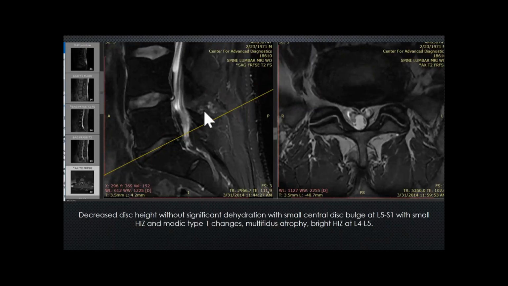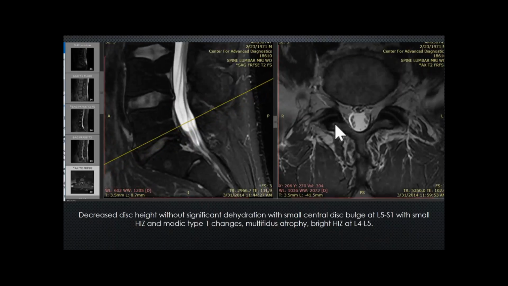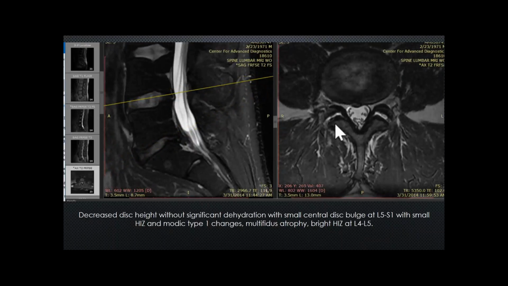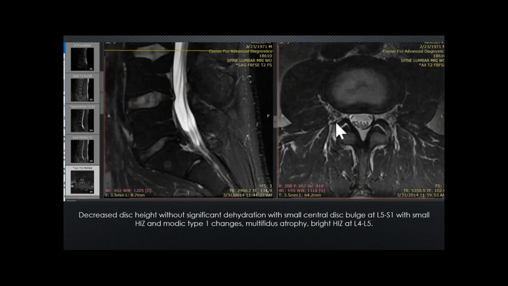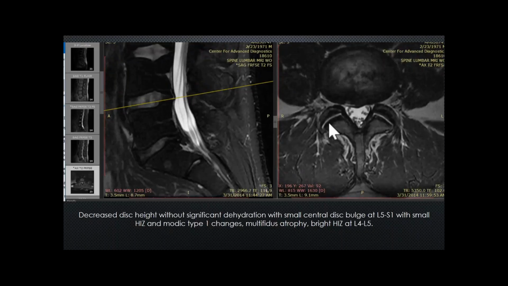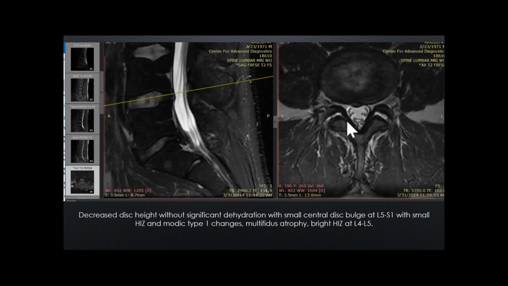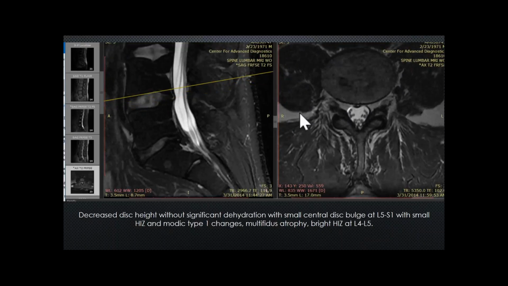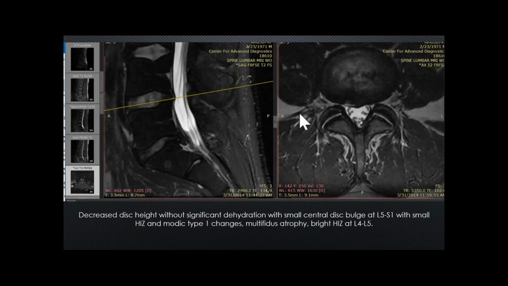Now again, what's interesting here is we go down to the 5-1 facets, we see a little bit of fluid in the facets, but we go up now to his 4-5 facets, and we're seeing quite a bit more fluid in the 4-5 facets. If we check that out against the facets up top at 3-4, again, the 4-5 seem to have more fluid, so that, again, might be something to consider. He has a small focal central disc bulge right here at L4-5, and it's possible that that could impact the descending 5 roots, which are buried in here.